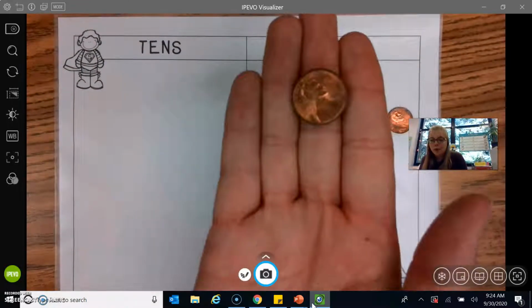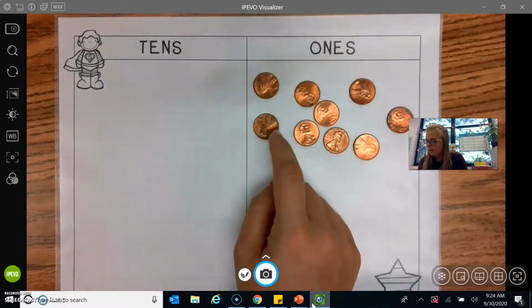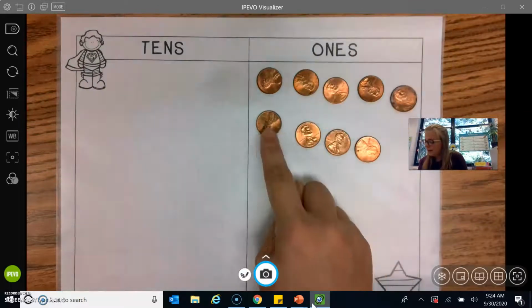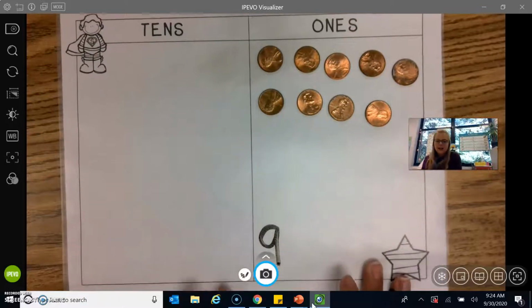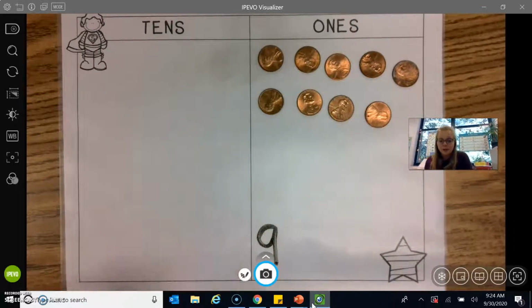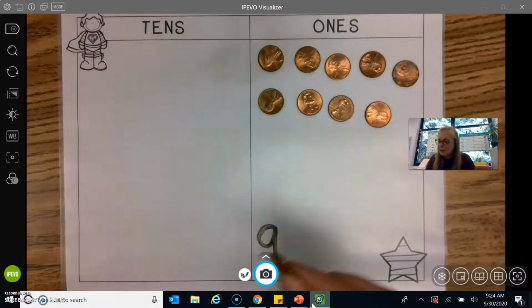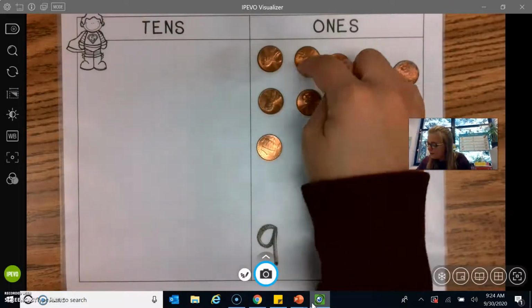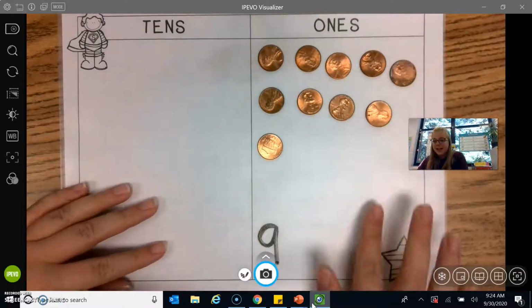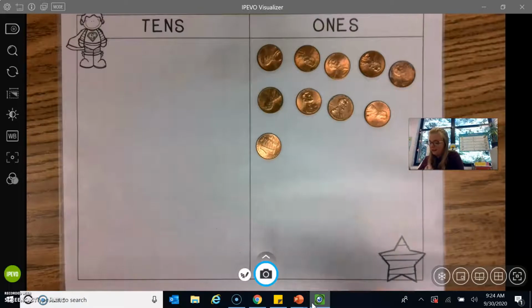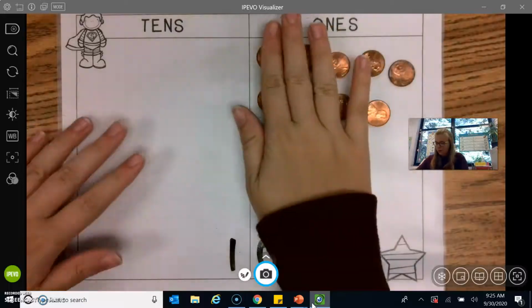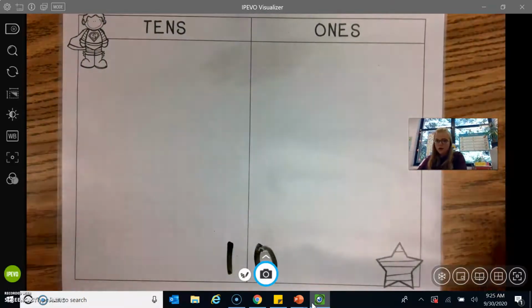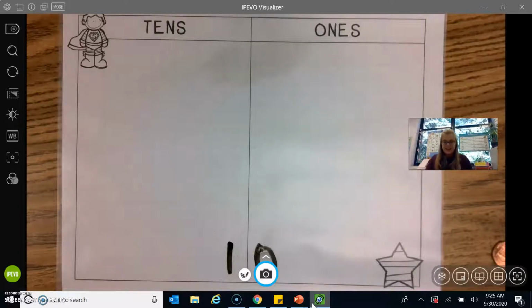This is a penny. Remember, a penny is worth 1. So here I have 1, 2, 3, 4, 5, 6, 7, 8, 9. So here I have 9 pennies, 9 cents. So this number is worth 9. If I add one more penny, now I have 1, 2, 3, 4, 5, 6, 7, 8, 9, 10 pennies. So I have 10 cents. Once I get to 10, I have to switch my pennies over for 1 dime.